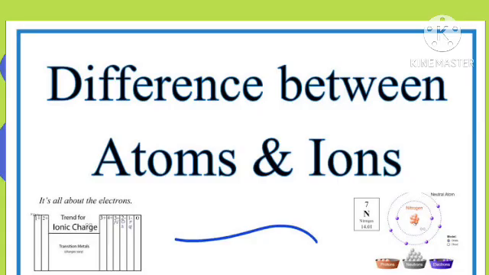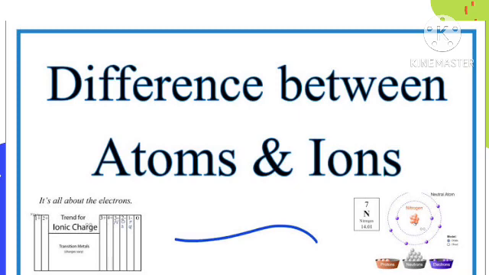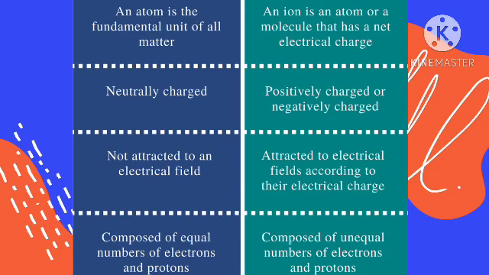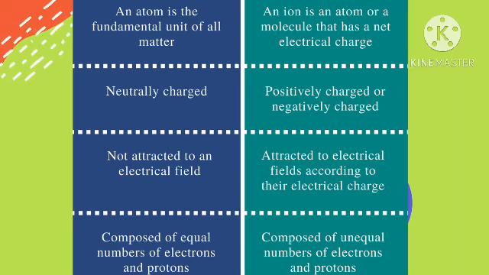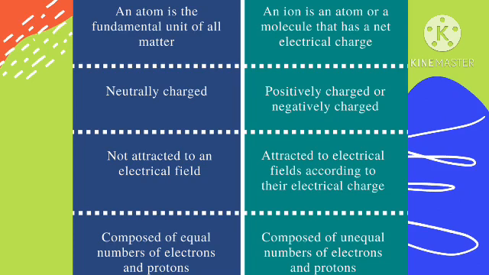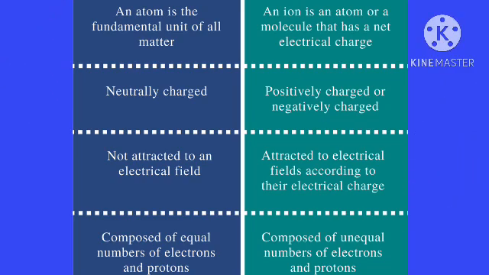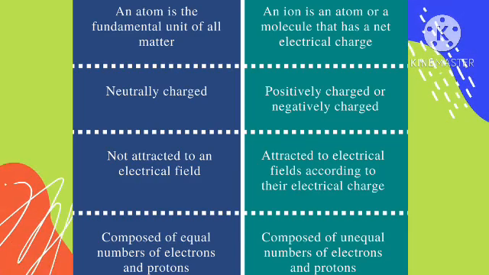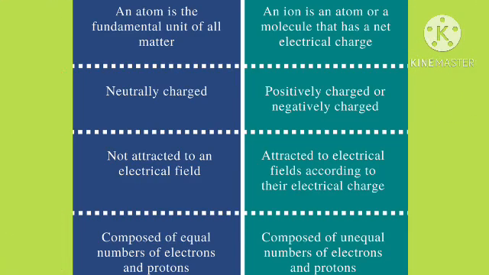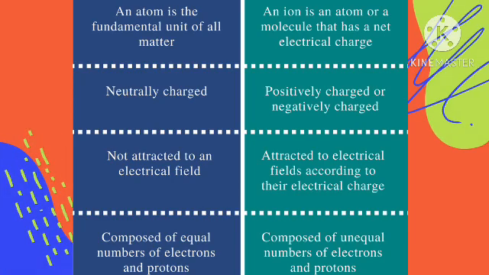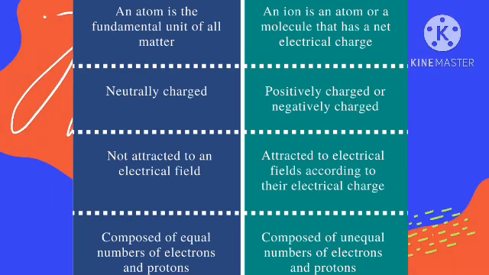Now, what are some differences between atoms and ions? An atom is the fundamental unit of all matter, while an ion is an atom that has a net electrical charge. And the second difference is that an atom is neutrally charged, but an ion is positively or negatively charged. An atom has no charge at all, it is neutral, but an ion can either be a positive or a negative charge.